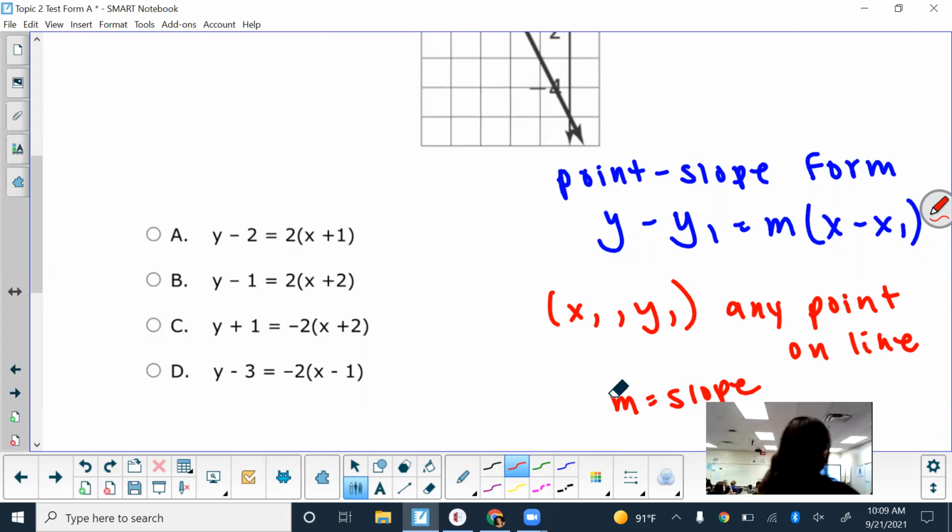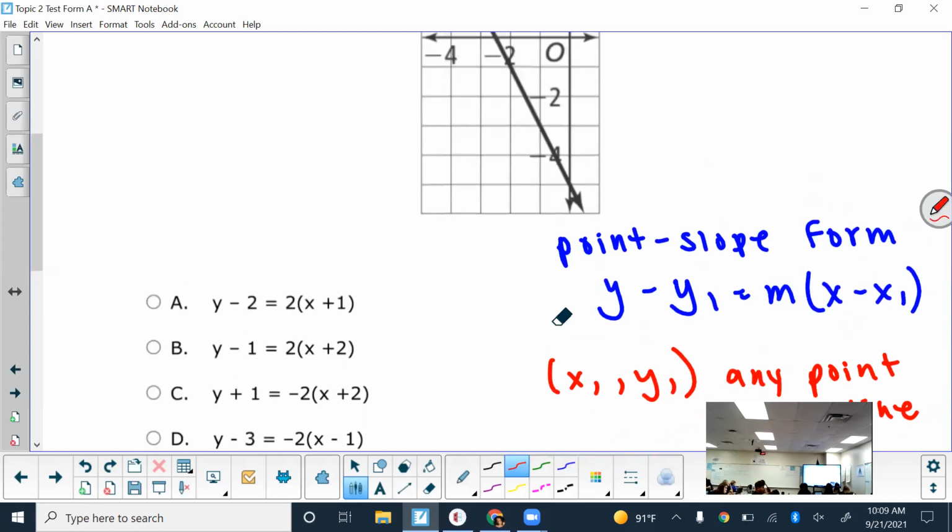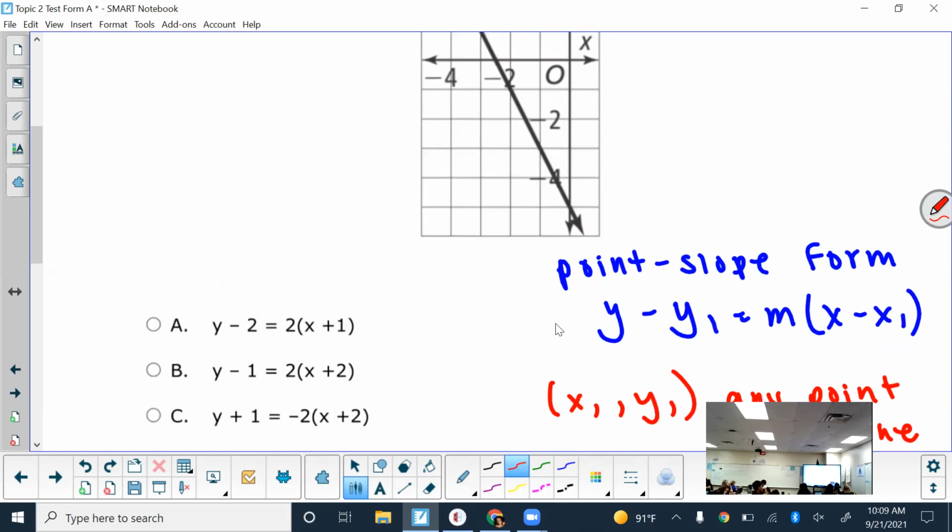So it gives me a graph. I need to first figure out the slope. That'll help me eliminate 2 of these options. So from a graph, how can you figure out the slope? Or what is the slope of this graph? Nobody got the right slope for this one? For number 7?